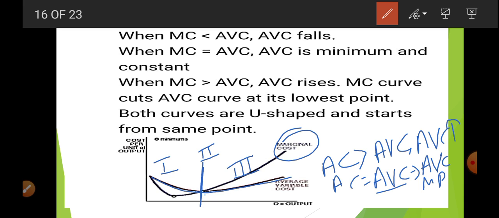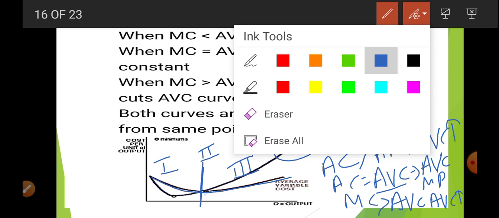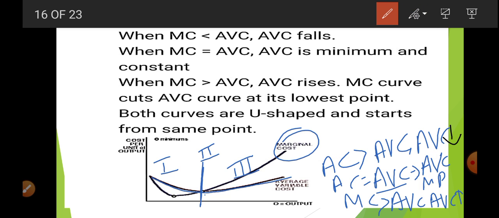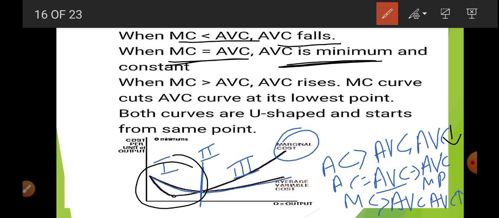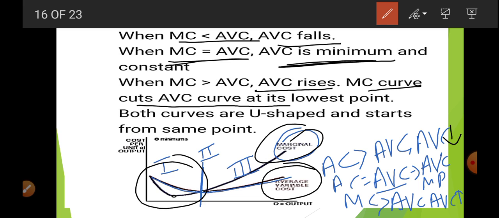and then who becomes greater? MC. So when MC is greater than AVC, at that time AVC starts to increase. Sorry, here it will decrease. So here it is written, when AVC is greater than MC, in this first area AVC falls. When both are equal, AVC is at its minimum point. When MC, this curve, is greater than this curve, AVC rises. The MC curve cuts the AVC curve at its lowest point.